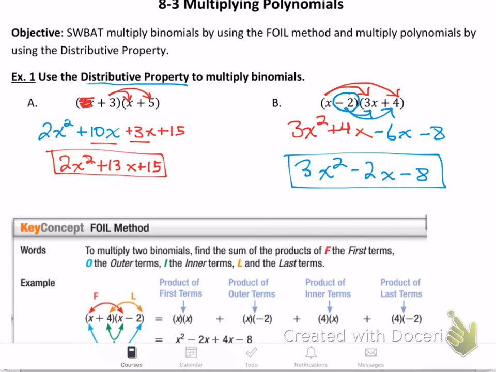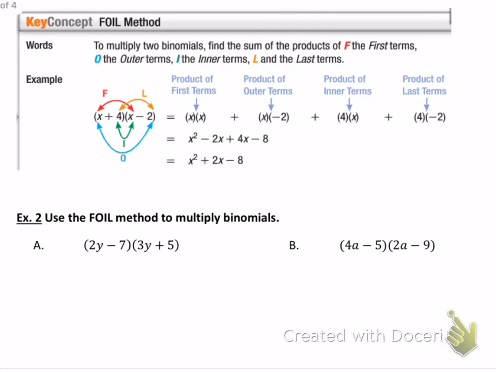Now that's one of the methods of using the distributive property, and that's actually going to be handy on the second page. If you scroll down a little bit, we're going to see something called the FOIL method. Now FOIL can only be used for two binomials being multiplied by one another. It says right here, only multiplying two binomials. And so what FOIL stands for is first, outer, inner, last terms.